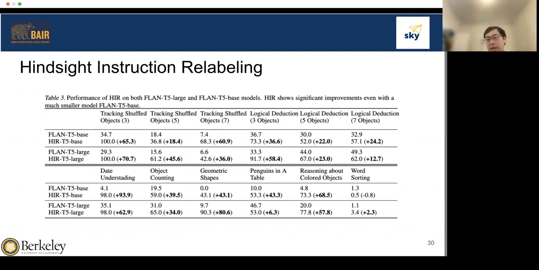And this might be indicating that if our base model doesn't have enough capacity, then this further massive instruction fine tuning, or this further hindsight instruction relabeling, could incur some negative performance results on this type of task. Yeah, so I think this would be my last slide, and thanks everyone for listening. I'm happy to take any questions afterwards.